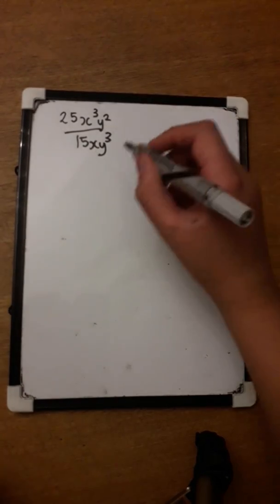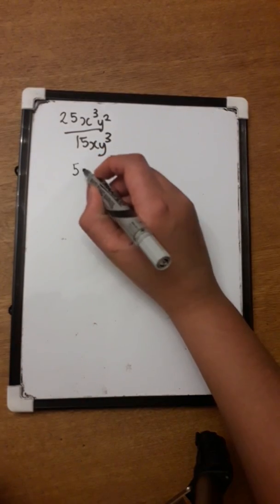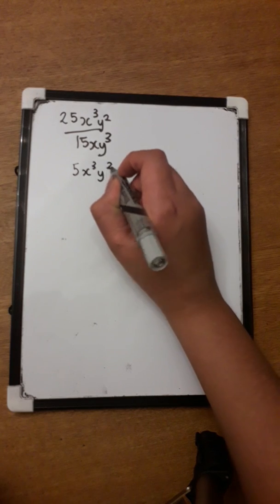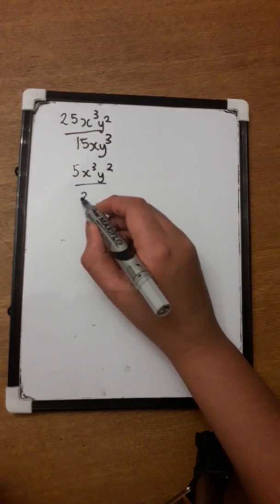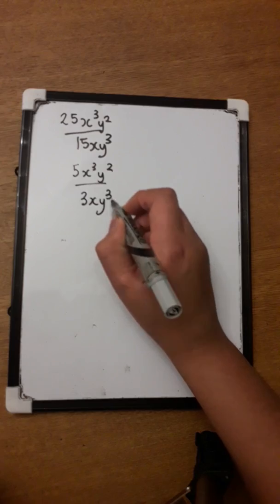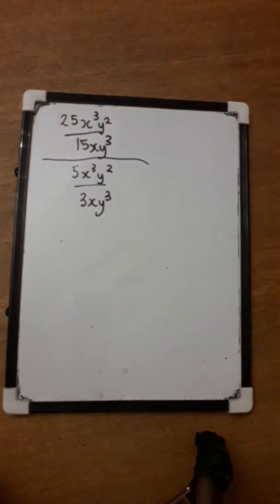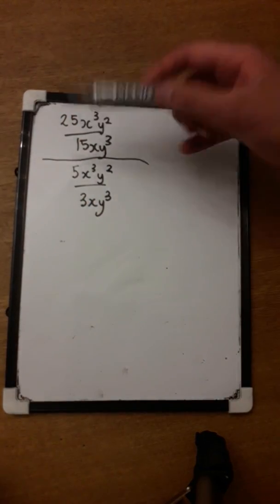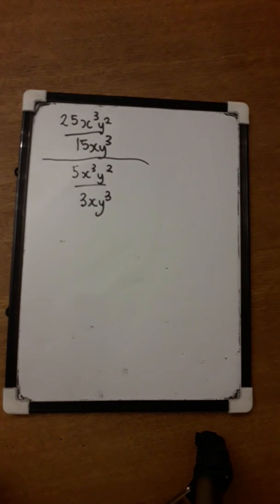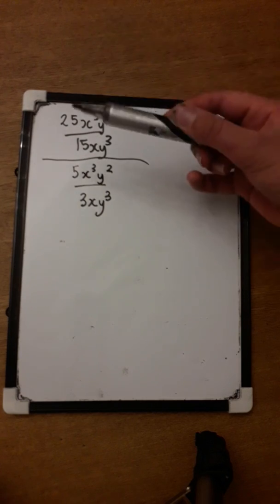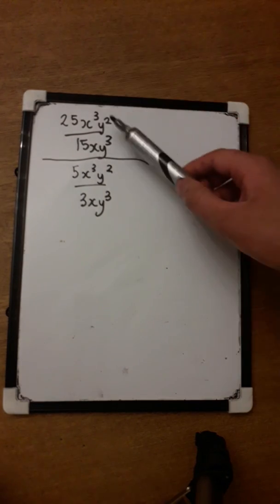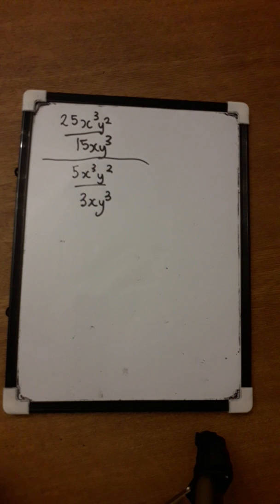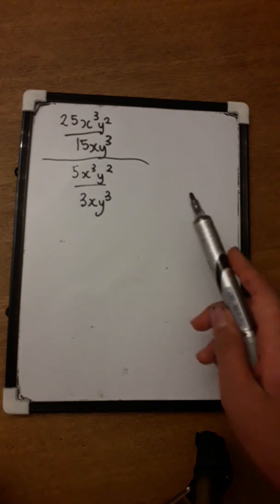So this gives us 5x cubed y squared over 3xy cubed. As you can see, I've only acted upon 25 and 15. This is to make it simpler when dealing with the numbers. What I mean by this is, it's easier to act upon the numbers first as opposed to the x and the y, or perhaps any other letter that the exam board provide you with.